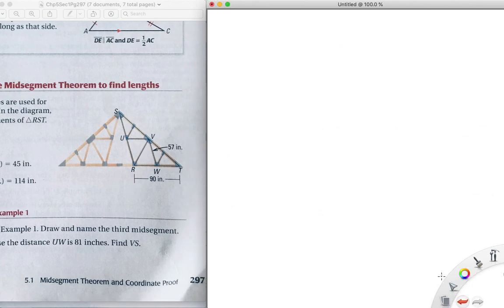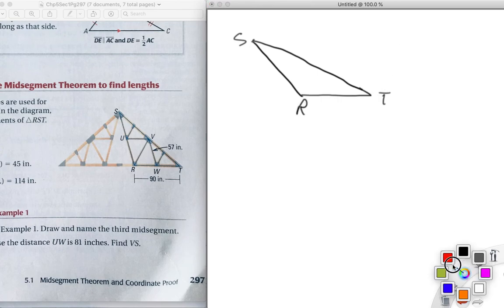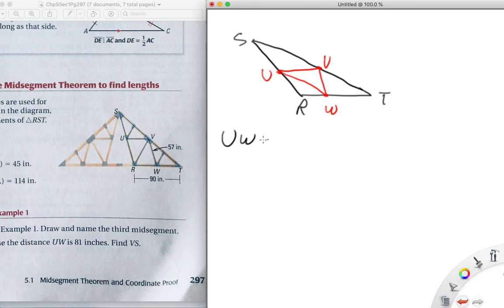Okay, so let me draw this triangle. We need S, T, and R. This is not to scale, of course. We have U, we have V, we have W. We're told that UW is equal to 81 inches.